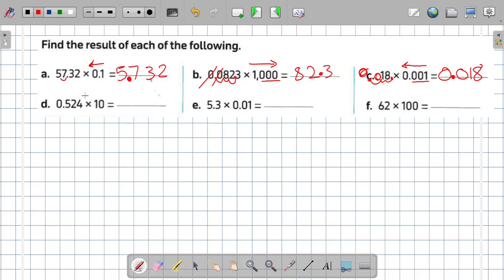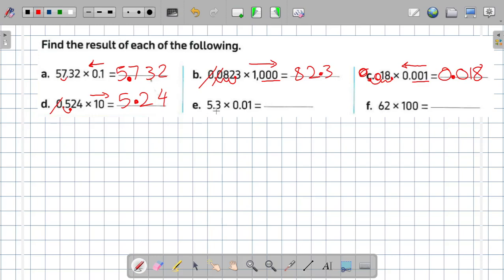Okay, next I have 0.524 by 10. Okay, so I want to move the decimal point to the right, so it will be 5, 2, 4, and the decimal point will be between 5 and 2, so I'll put the decimal point here. Okay, and the 0 will be cancelled.